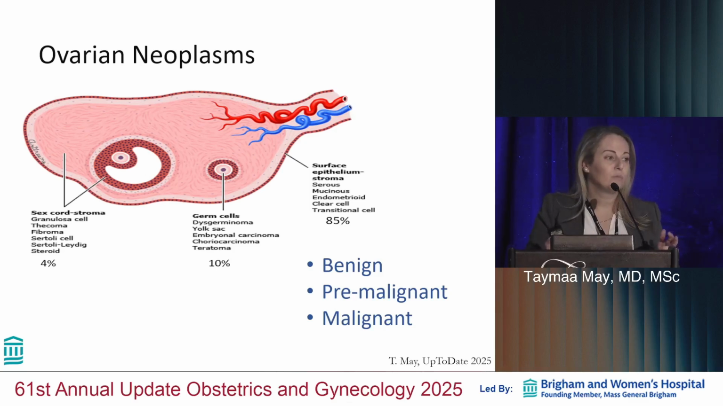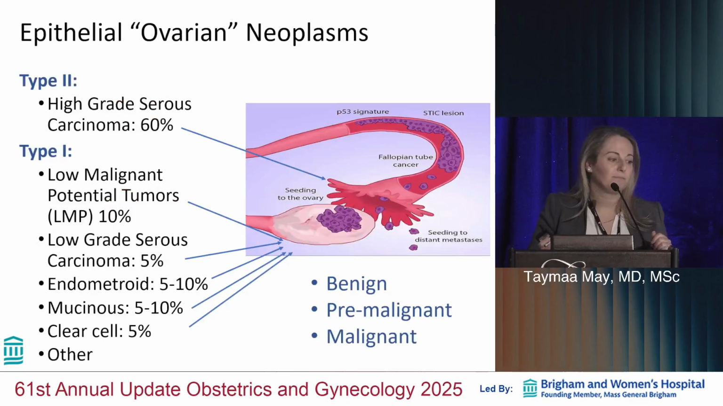Then sex cord stromal tumors are everything in between, the weird and wonderful, as we say. Granulosa cell tumor, which are malignant but indolent, fibroma, Sertoli, Leydig cell tumors, thecomas, and so forth. Of course, there's very, very rare sarcomas as well that can arise here.